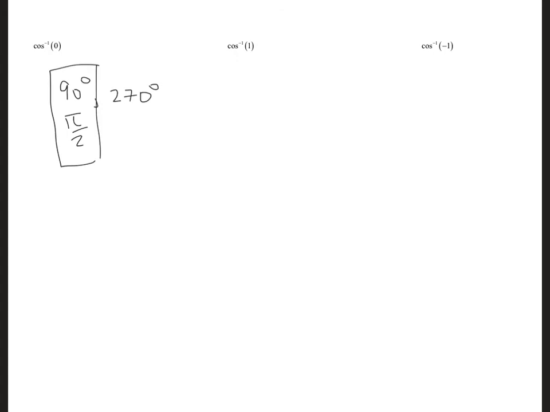Now let's go to the next one, cosine inverse of 1. Which angle has a value whose cosine is 1? And this is going to be 0. What about cosine inverse of negative 1? That's going to be 180 degrees, which is the same as pi because it's within the range.